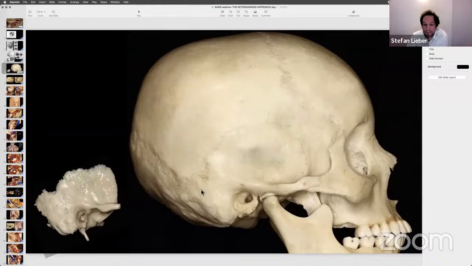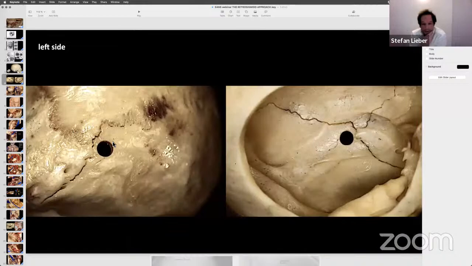We have the supramastoid crest, the squamous part and the mastoid portion of the petrous bone. The asterion itself is not a reliable landmark for the genu of the transverse and sigmoid sinuses. But this is a nice depiction of this rough landmark.